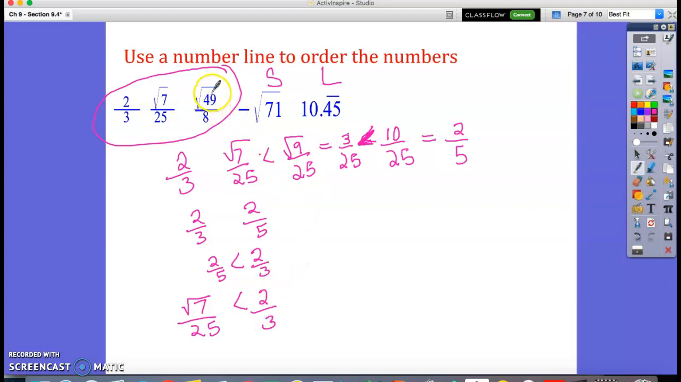Now we need to see 7/8. What is the square root of 49/64? 7/8. Now, so we have the square root of 7/25. Oh, I have a negative square root of 71, right? That's another. And then 7/25. Now you have to see whether 2/3 or 7/8. What is 7/8?